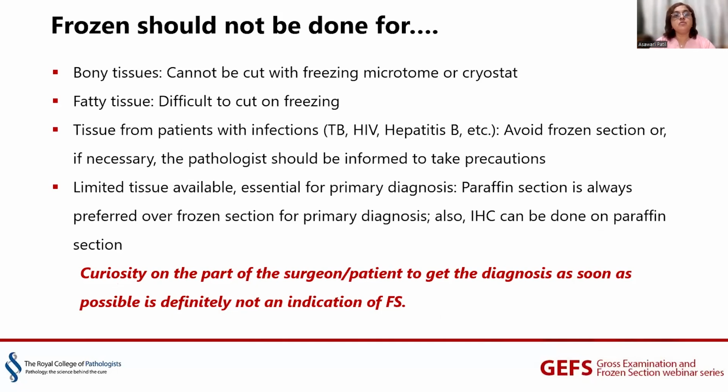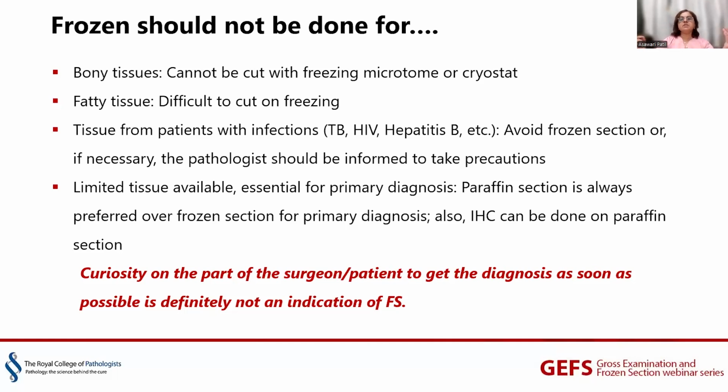So we should not do frozen section for bony tissues and fatty tissues. When the patient is a known case with infections such as tuberculosis and HIV, we cannot always avoid frozen section, but pathologists should be informed. When we take universal precautions, usually they take care of all infections. But if you are really concerned about the severity of infection, then we should know that the specimen is infected. If the available tissue is limited and it is being sent for primary diagnosis, and we know that we may lose this very tiny tissue, we may not be able to cut it in the frozen section. It's best to tell the surgeon that we cannot submit it for frozen. We are going to lose the valuable tissue, and it's best to submit it for paraffin section.